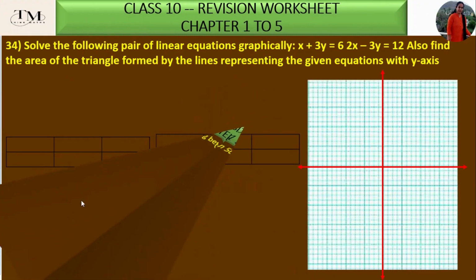So moving on to the next problem. Solve the following pair of linear equations graphically. There are two linear equations, x plus 3y equal to 6, 2x minus 3y equal to 12. Also find the area of triangle formed by the lines representing the given equations with the y-axis. First let us solve the equation.